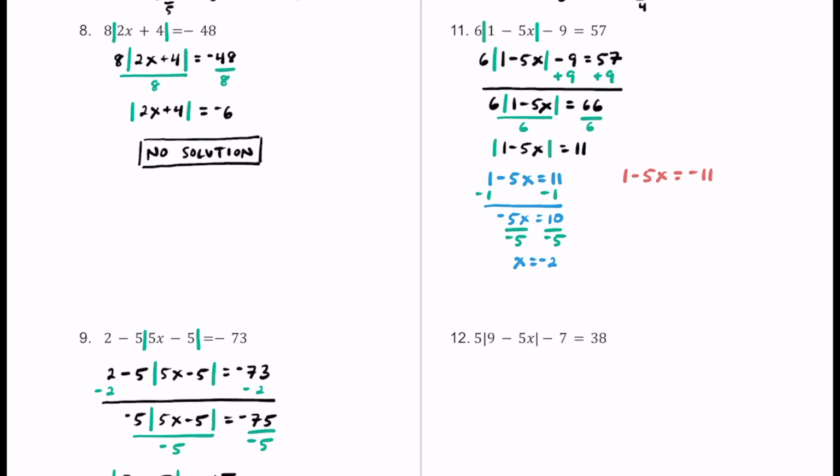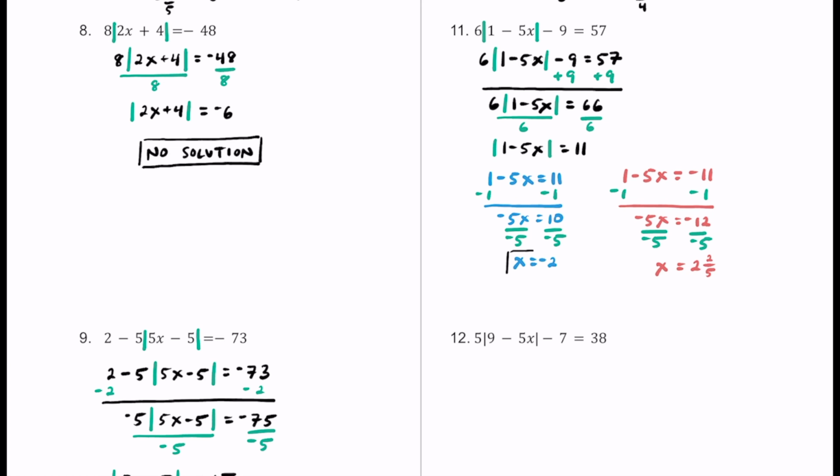For the equation on the right, we're also going to take away 1 from both sides first. If we go ahead and do that, then 1 minus 1 is 0, just like we just did. So we have negative 5x is equal to negative 12. That's negative 11 take away 1. And then if we divide both sides by negative 5, then a negative divided by negative is a positive. So we're going to get x is equal to 2 2/5, or 2.4 if you want a decimal.